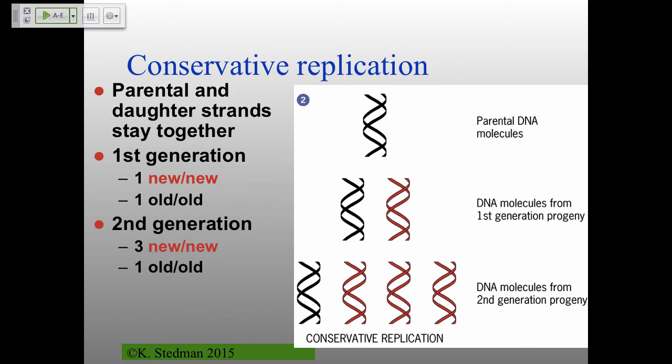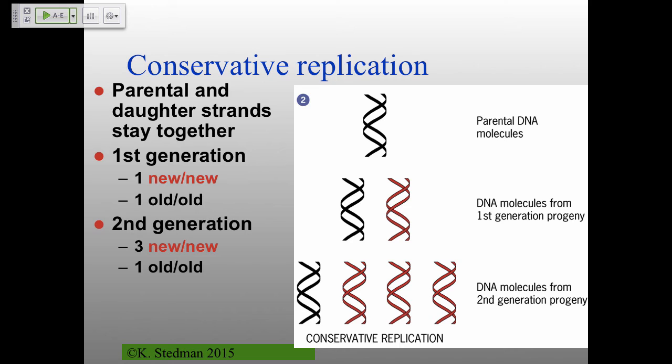But here, instead of having mixtures of the 2 strands, old and new, you're going to have 2 strands that are old, 2 strands that are new. In the next generation, you'll have 2 strands that are old, and then 3 copies of 2 new strands. So those are 2 different models.